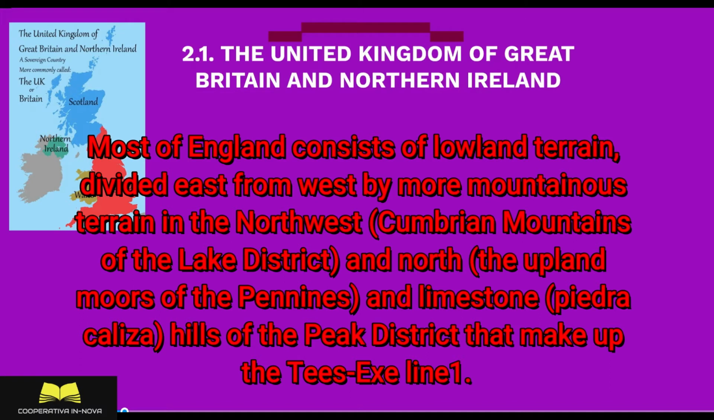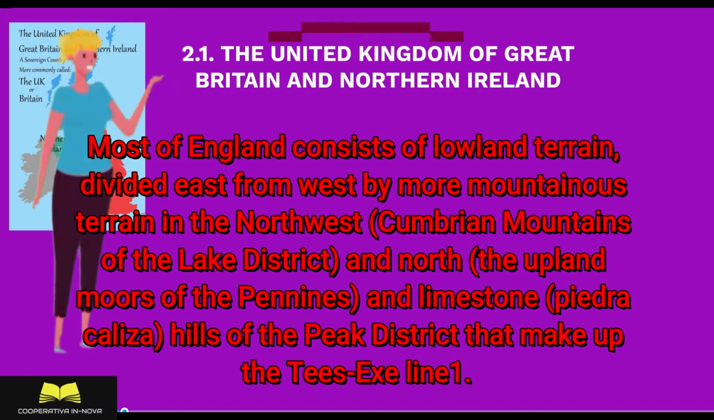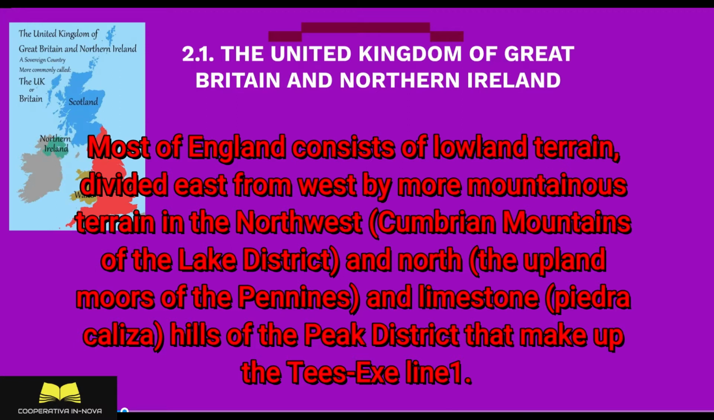Most of England consists of lowland terrain, divided east from west by more mountainous terrain in the northwest, Cumbrian mountains of the Lake District, and north, the upland moors of the Pennines, and limestone hills of the Peak District.